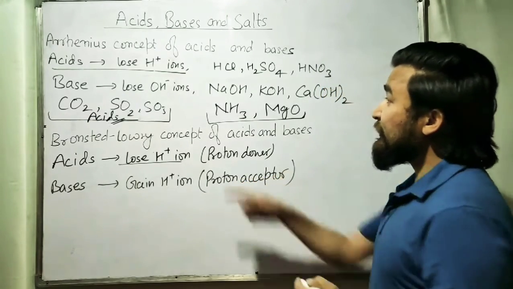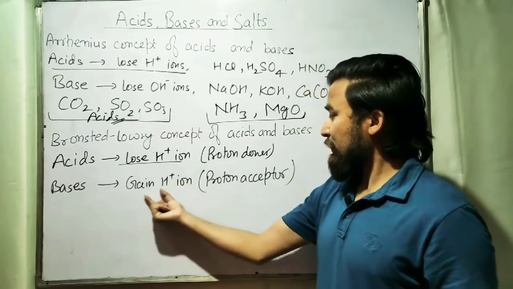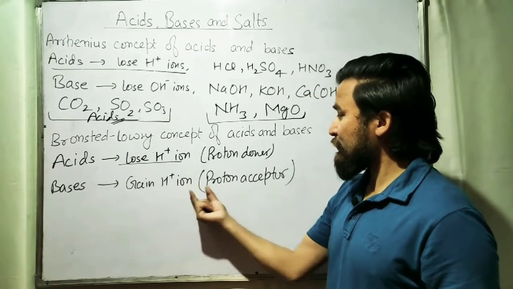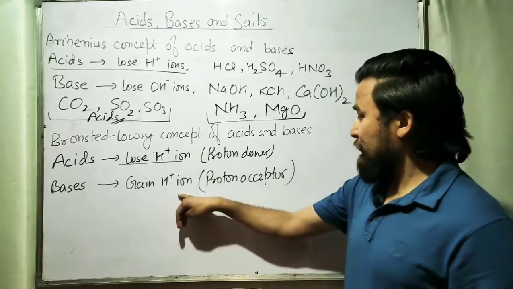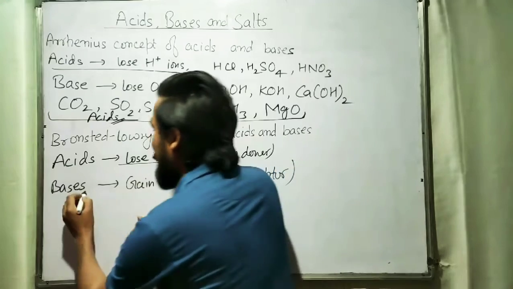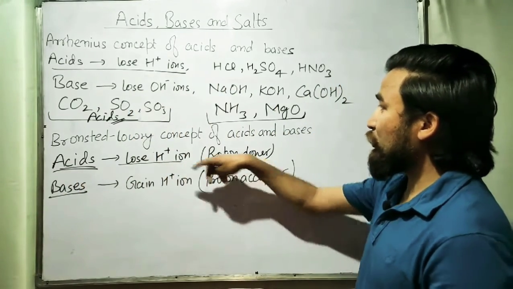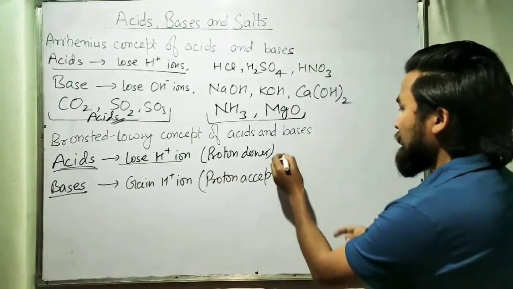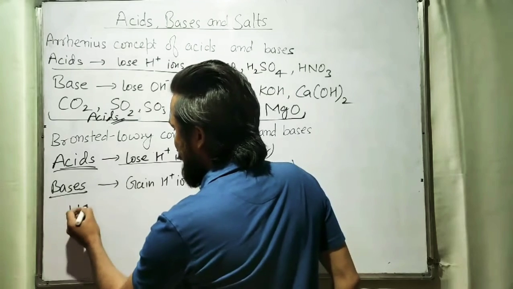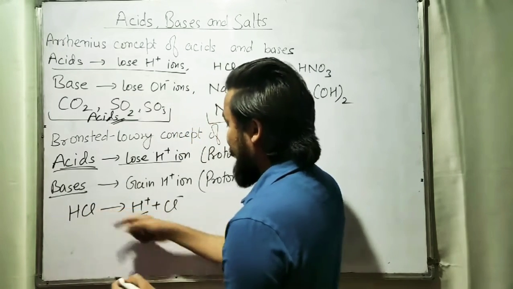So the definition of acids is the same, but the definition of bases is different. Substances which have the tendency to gain H plus ions are proton acceptors and they will be called bases. And acids are the substances which have the tendency to lose protons, same definition. For example, HCl has a tendency to lose H plus ions, so it is an acid.